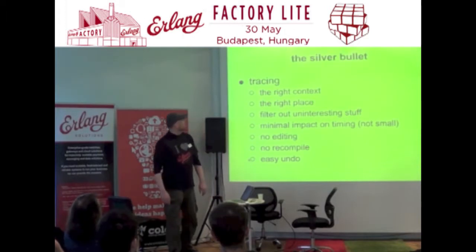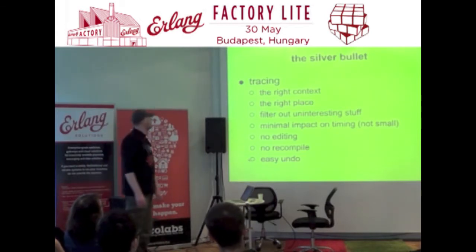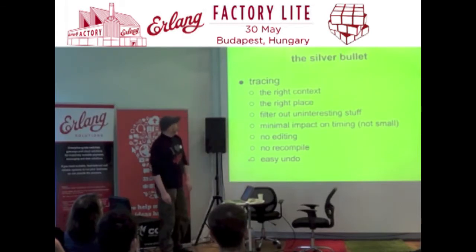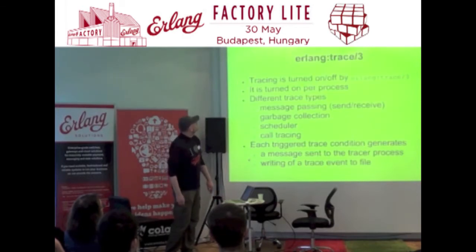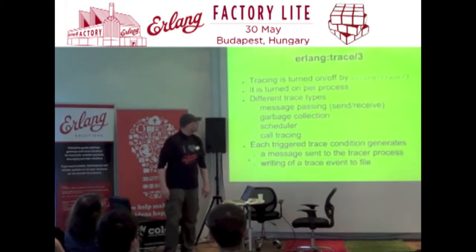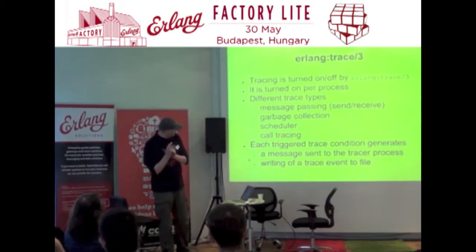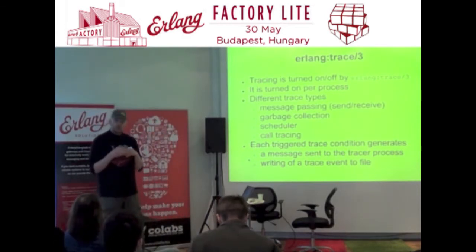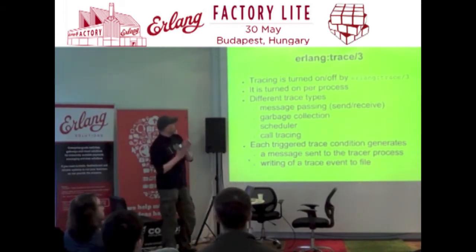Of course, since we're using Erlang, we have the silver bullet: tracing. It does all these things. It's actually pretty excellent. Basically, what tracing is about is that you can, on the fly, instrument your code with debug code. And in Erlang, that's done with something called a trace.